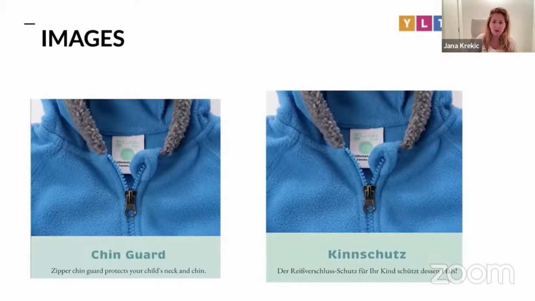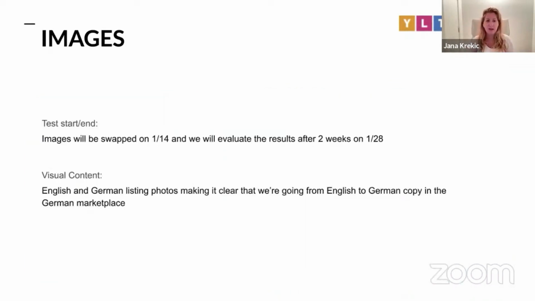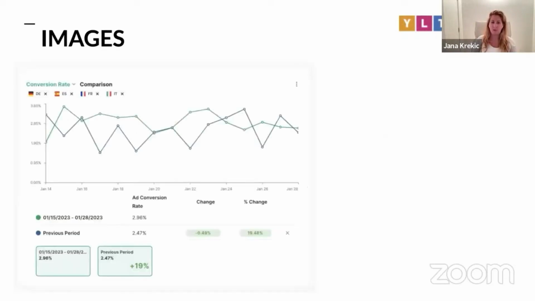Next thing which leads me to is images. Images are so important. So the previous brand that we did, the Cuddle Club, we did the first listing, and then we redid the images. They had images in English, and we just did the translation and edited the pictures in German. The images were swapped on the 14th of January, and the results were evaluated after 2 weeks. What happened? So this is what happened. The conversion rate, the green one, went all the way up, and this is only when changing images. So always make sure to test one variable at a time so you would know what works and what doesn't.